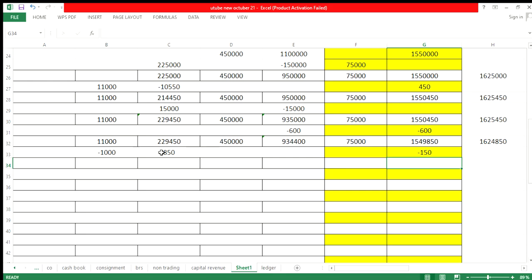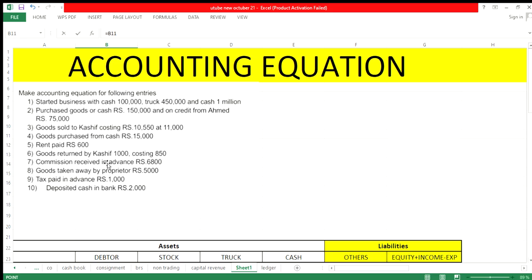850. So loss is 150. Once again, I'm telling you, goods were returned back. 850 increase in stock, while you will not ask your debtor to pay this amount because he returned goods. So 1000 is not receivable minus the loss you will face. How would it be considered as your loss? When goods which were sold are now returned, it means your transaction has been rejected, with which what will happen? You will face loss.